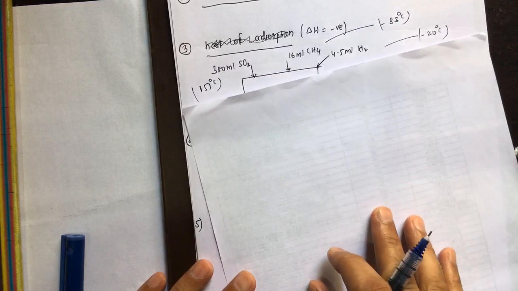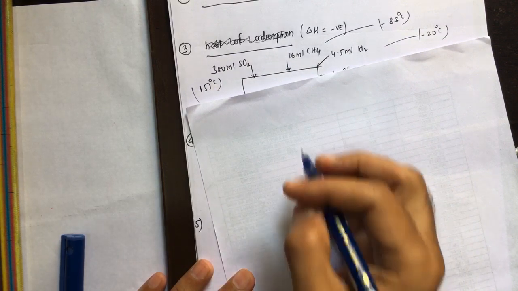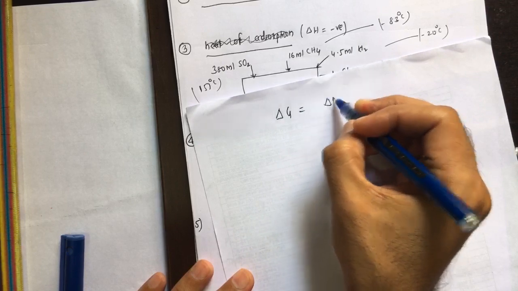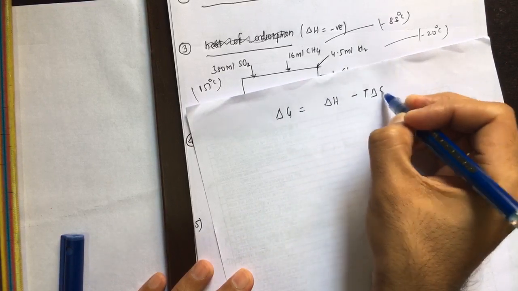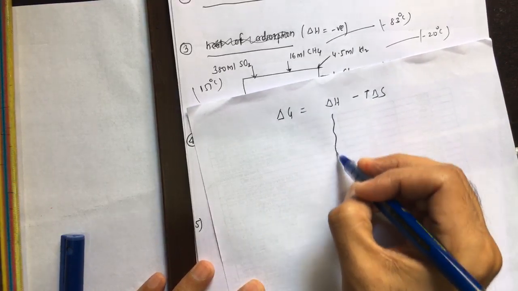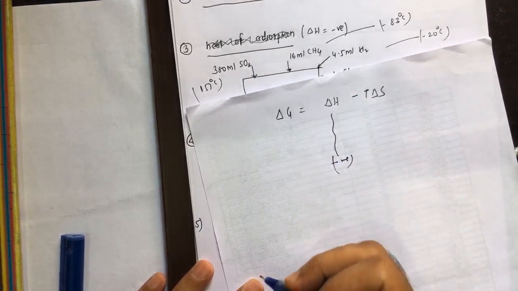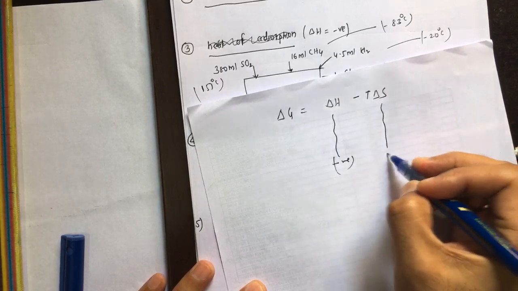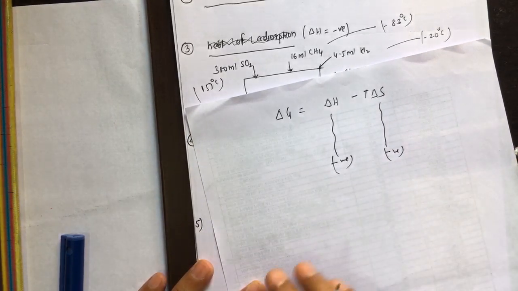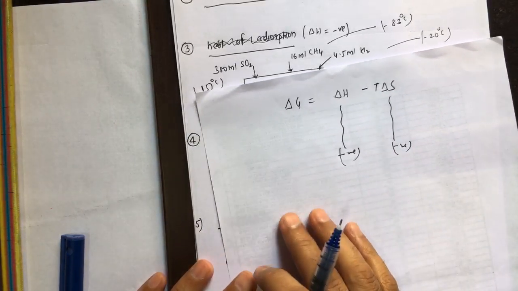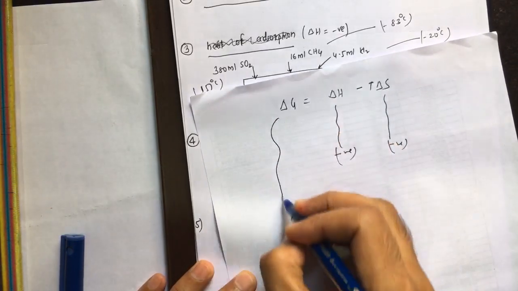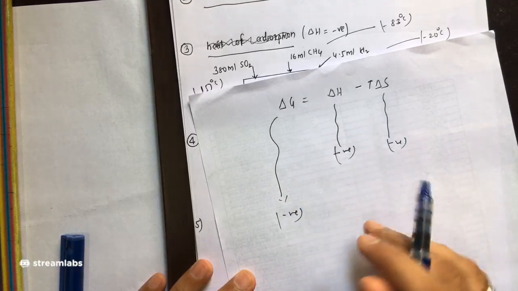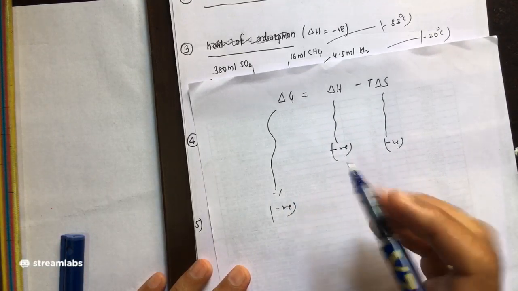But if you talk about the thermodynamics of adsorption, that is delta G equals delta H minus T delta S. Delta H is negative for the adsorption process because the heat is released. Delta S is also negative for the adsorption process. Both are negative for the adsorption process, so delta G also has to be negative.